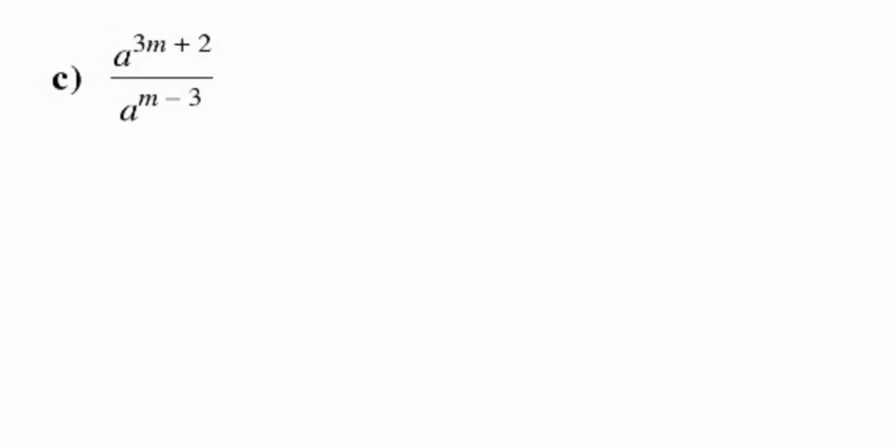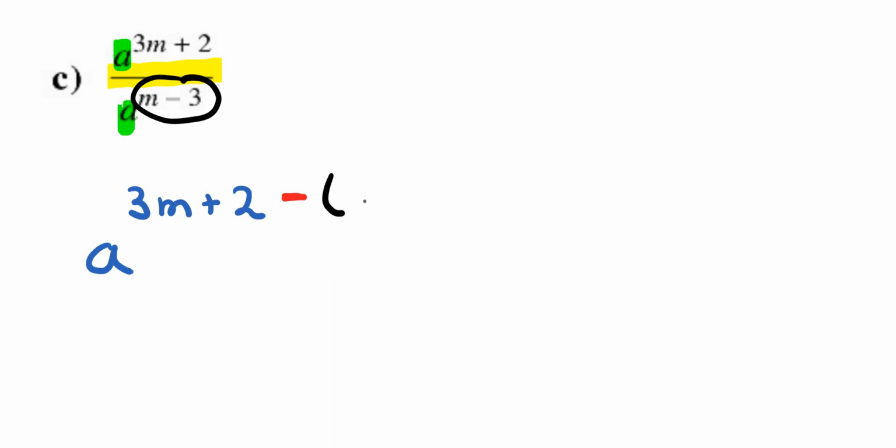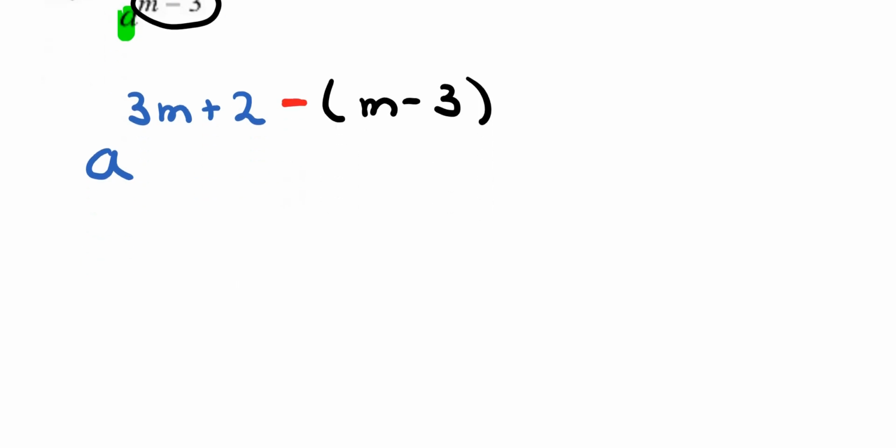Okay, 13c is a good question here because we're dividing now, right? I have an a and a, that's my base. So if we're dividing, we just subtract the powers. My numerator power is 3m plus 2, but we're subtracting from it the power on the bottom there, which is m minus 3.